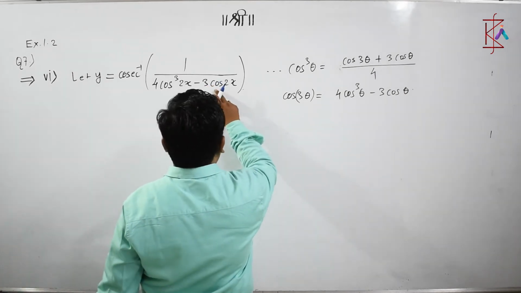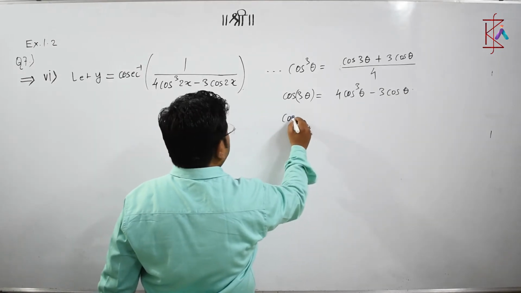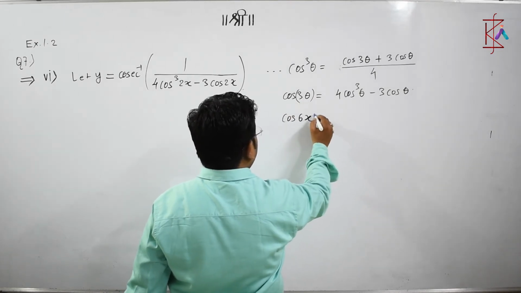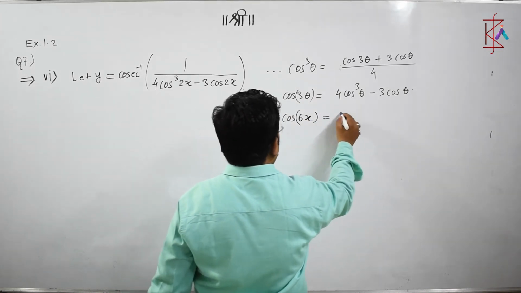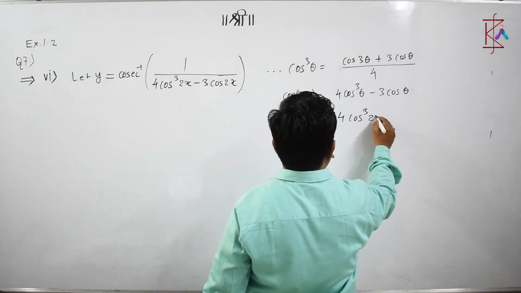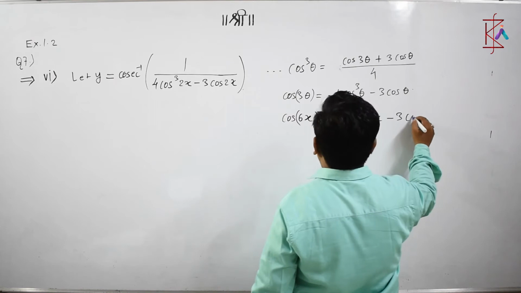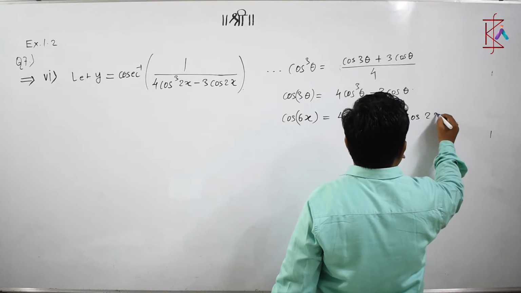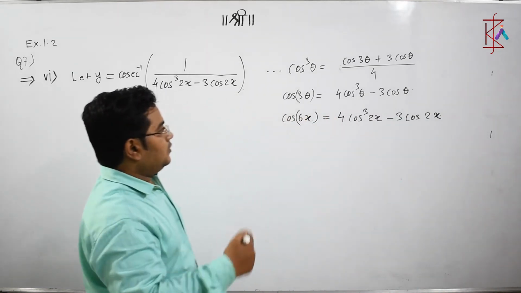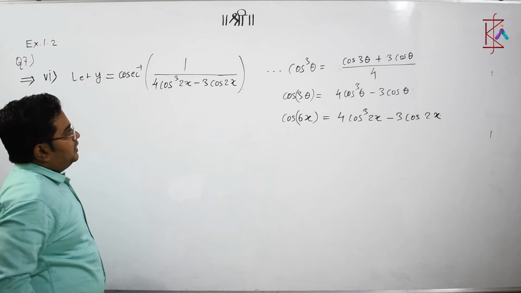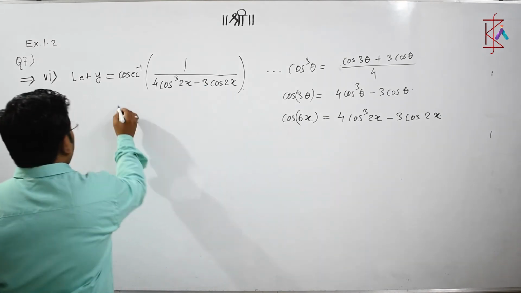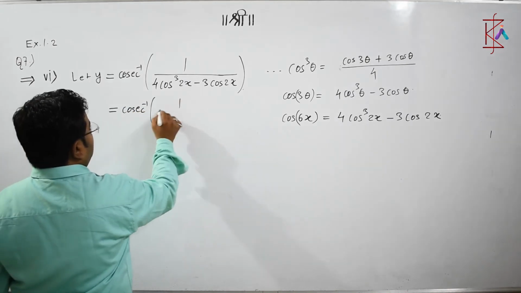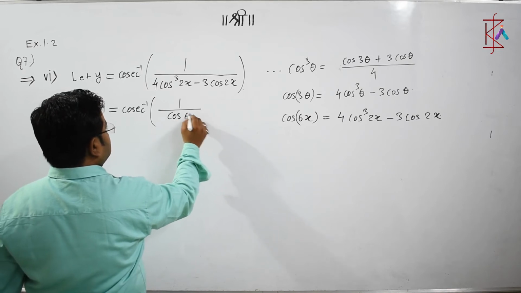Okay, again, this formula can be corrected. So cos how much theta? 3 into 2 means what? 6x. Cos 6x is equal to 4 cos cube 2x minus 3 cos 2x. Sorry, 2x only. Look at it properly. If I apply this formula within this bracket, what will happen? Cosec inverse of 1 upon cos 6x is possible.